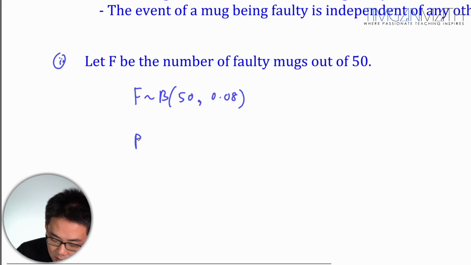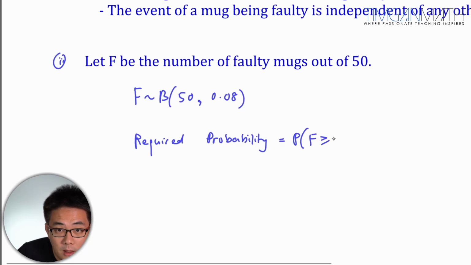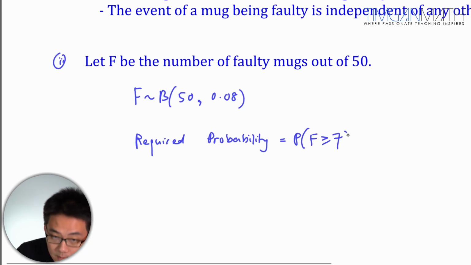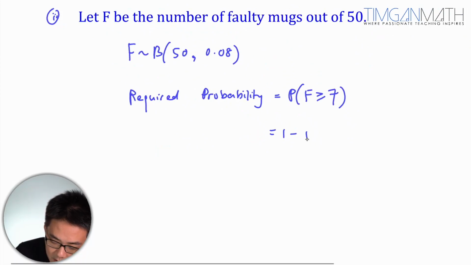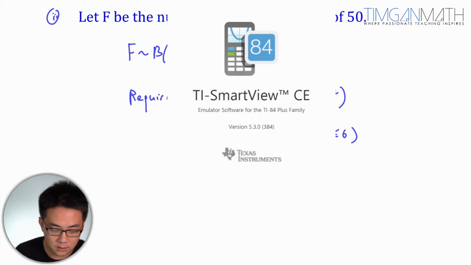So the required probability will just be P(f at least 7 marks are found to be faulty). So in this case here it will be 1 minus P(f less than or equal to 6). Okay, just key it into the calculator, you should get the answer. So just key in CDF.